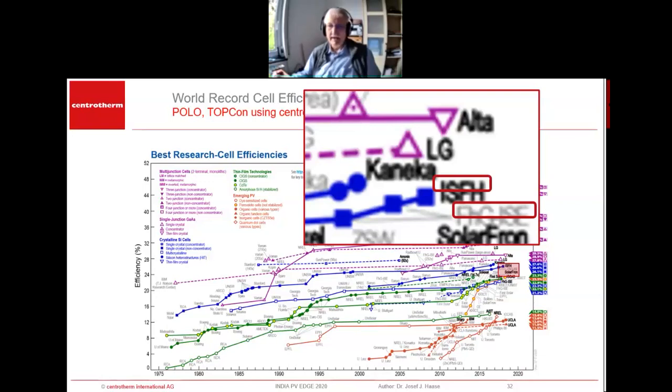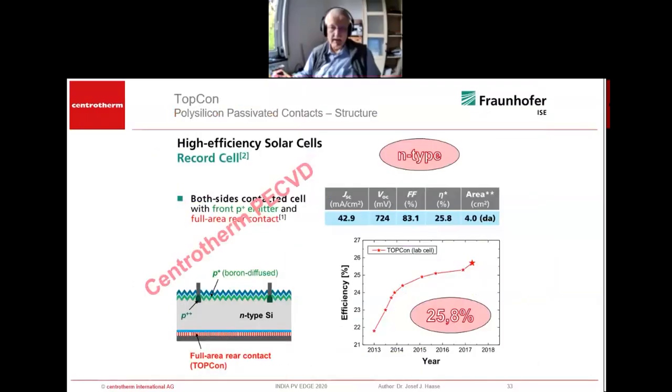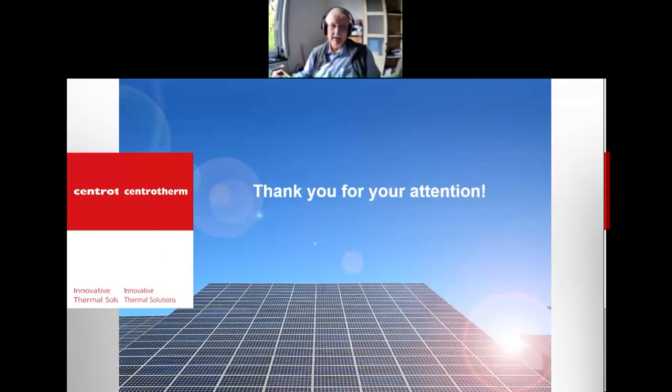Just when we look in the NREL chart with the highest efficiencies, you see there are two red marks, the red dots are a little bit disturbed. We have the ISFH with the POLO, which has a lead in the efficiency, and we have the ISE Fraunhofer. And the POLO cell is using our LPCVD polysilicon passivation for the high efficiency cells.